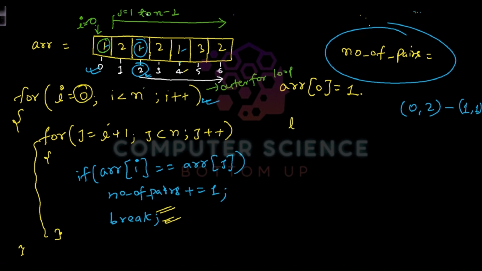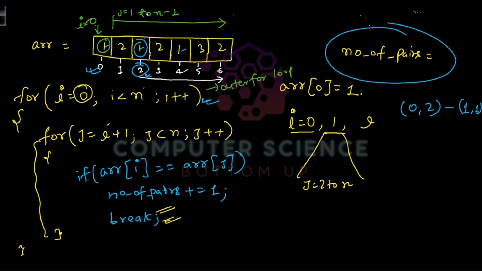I will increment from 0. So for i equal to 0 we have done. It will go to 1. Then i will become 1. And when i is 1, j will go from 2 to n, and we will see if there is any match or not. Same process will go through.